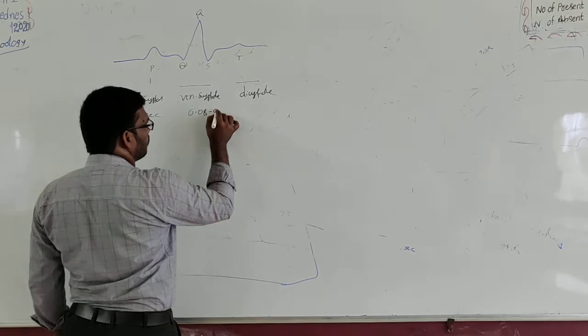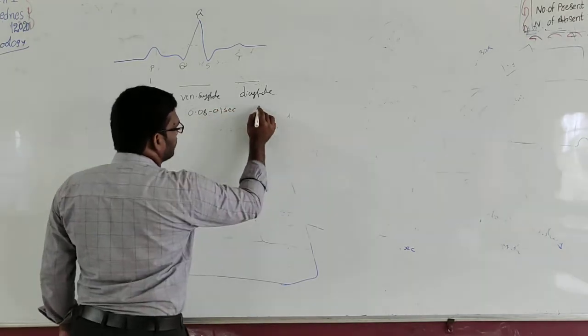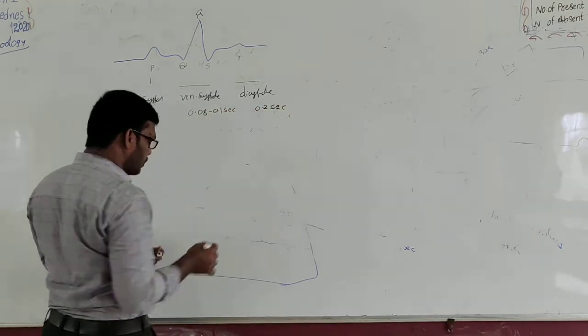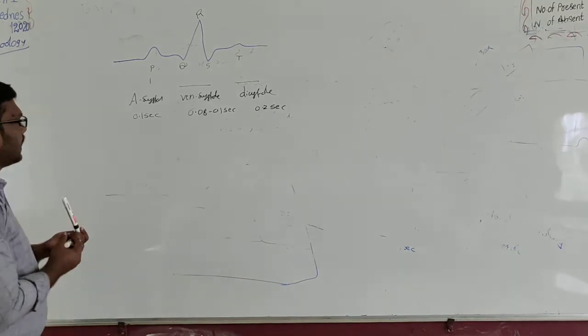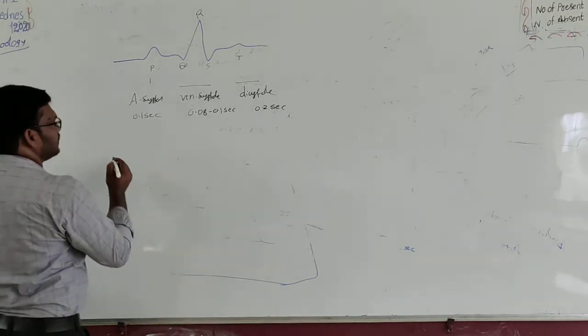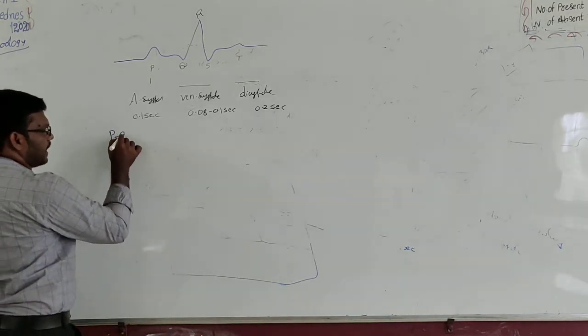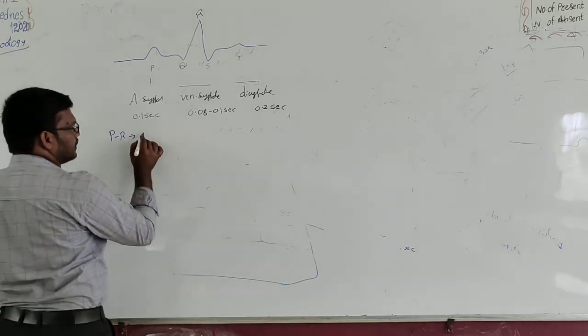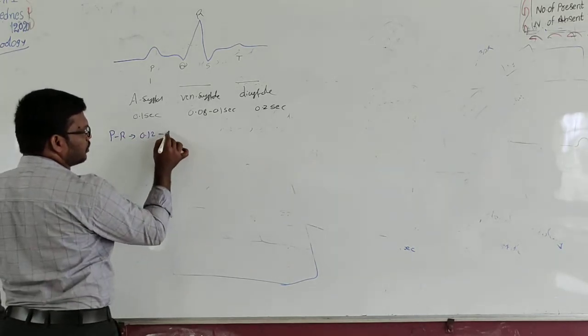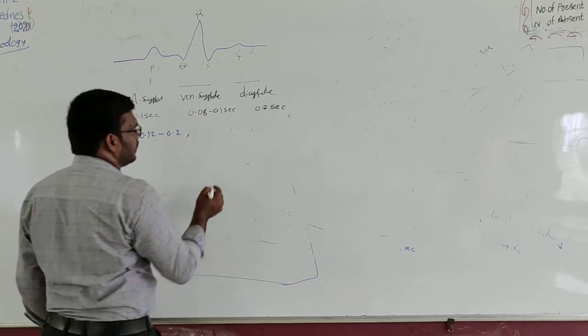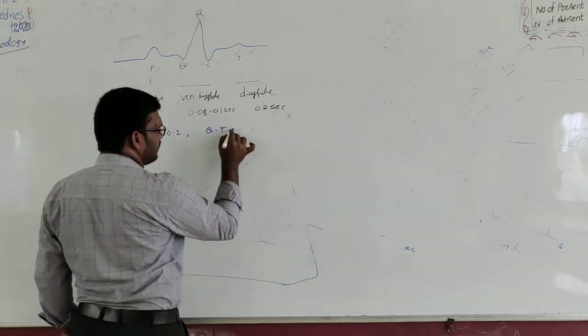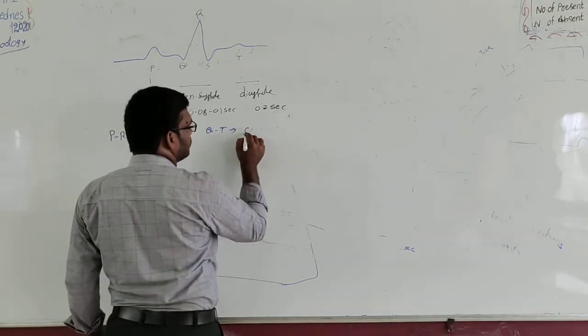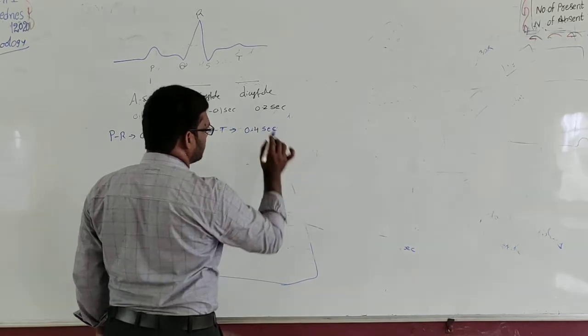0.08 to 0.1 second, 0.2 second regarding the wave. And if you go for intervals, PR intervals 0.12 to 0.2, QT interval that is 0.4 seconds.